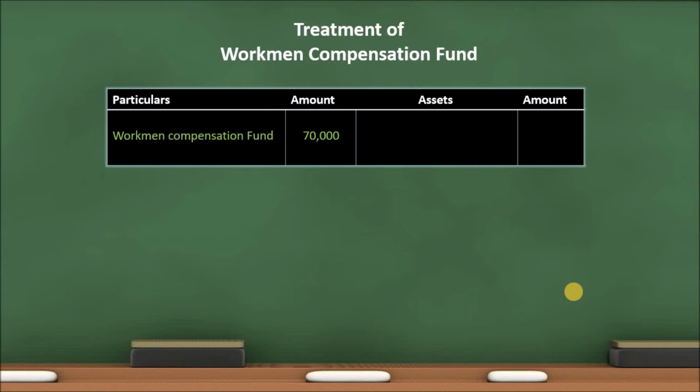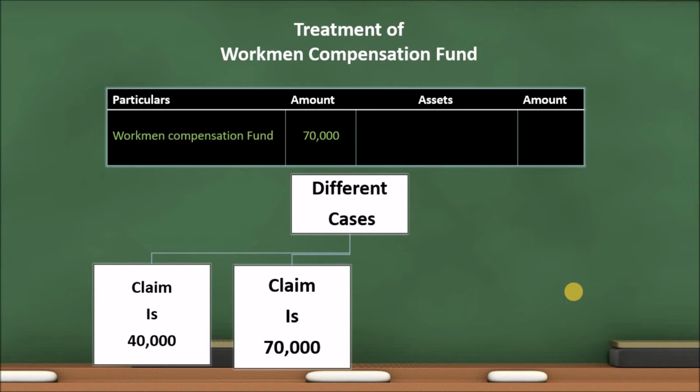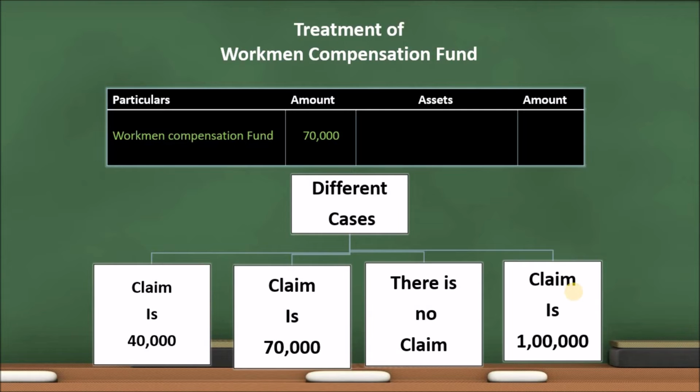Now let us revise the 4 cases which are there. First is when the claim is less than the fund. Second is when the claim amount is exactly equal to the fund. Third, when there is no claim. And fourth, when the claim is more than the fund amount. And one important thing to remember here, beta, is that this same treatment will be there when we are doing the retirement of a partner, death of a partner, and even in the case of change in the profit sharing ratio among partners.